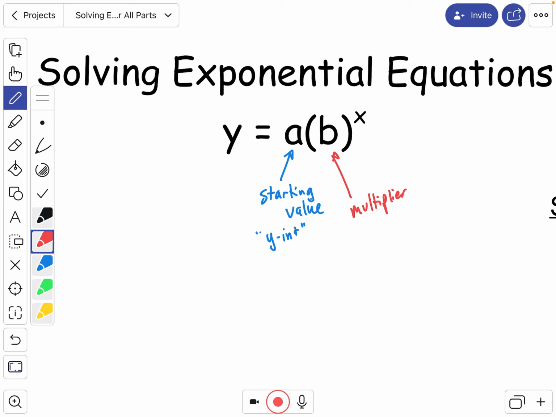And then x is typically the amount of time. It could be other things, but typically it's how many years or how many months or minutes or whatever the time is for that. And then y is the ending value. So what we're going to do in this video is one of these 4 pieces is going to be missing, and we're going to solve for that piece.